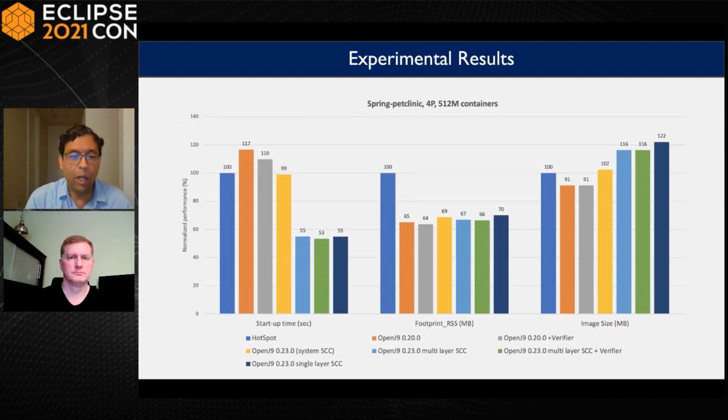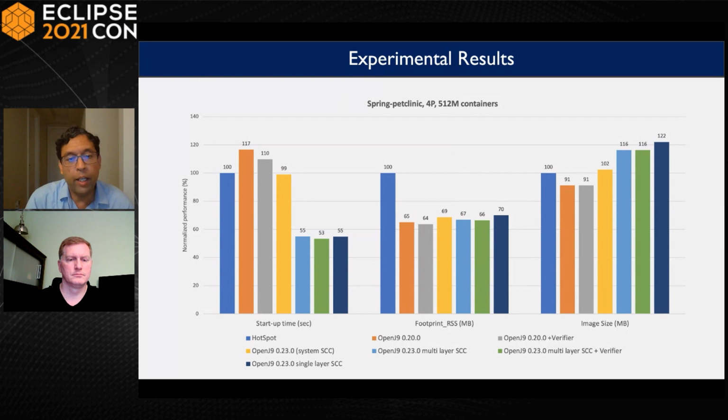So with all of these cool technologies that we talked about, let's look at some results. On this slide, we show three graphs. On the left is startup time, middle is memory footprint, right is Docker container image size. The startup time graph first. So we're comparing against Hotspot. OpenJ9 to begin with is slightly slower running this Spring application called Pet Clinic. Then when you start optimizing for the verifier, the class relationship verifier, as I said, OpenJ9 startup time shrinks a little bit. Then when you start embedding a system SCC, so just the Java class library classes, it shrinks even that much more.